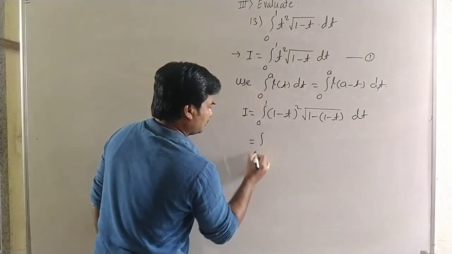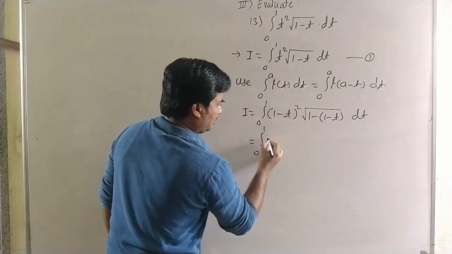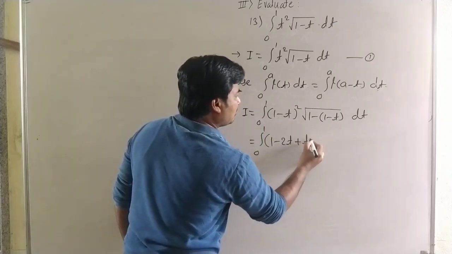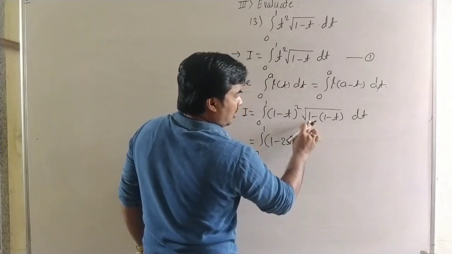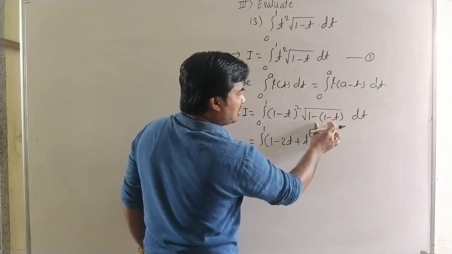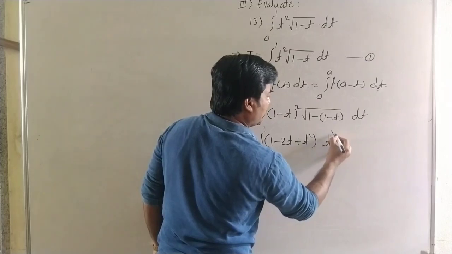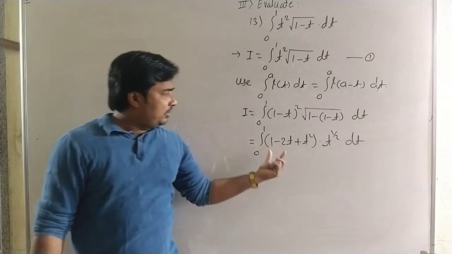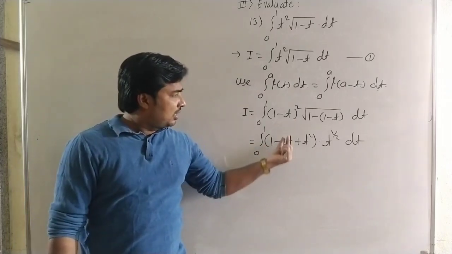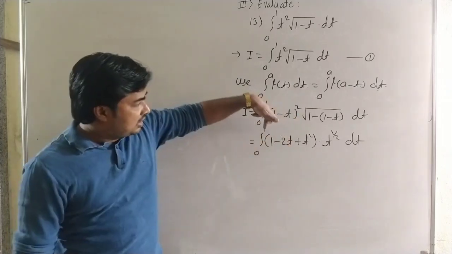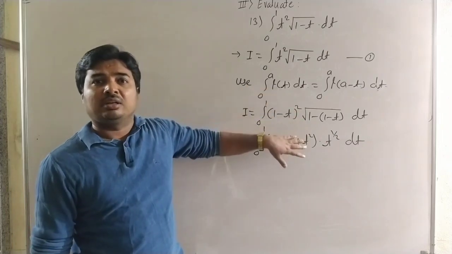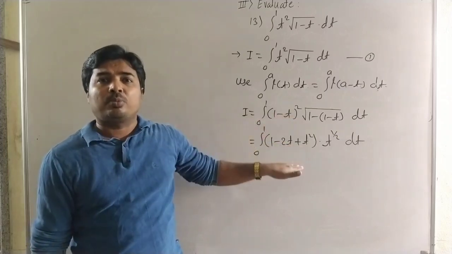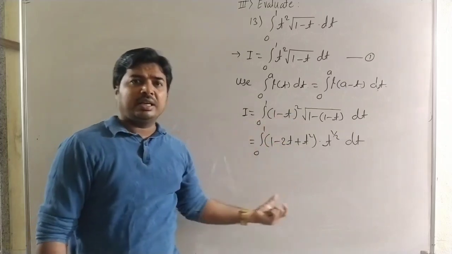Now the integral from 0 to 1, we can expand: it is 1 minus 2t plus t squared, times, here the 1 gets canceled, minus minus plus, that means it is the square root of t. Square root of t means t to the power 1 by 2. After using the property we get this integral. If this integral cannot be evaluated, then we add the original and the integral after using the property, but this integral we can directly solve.